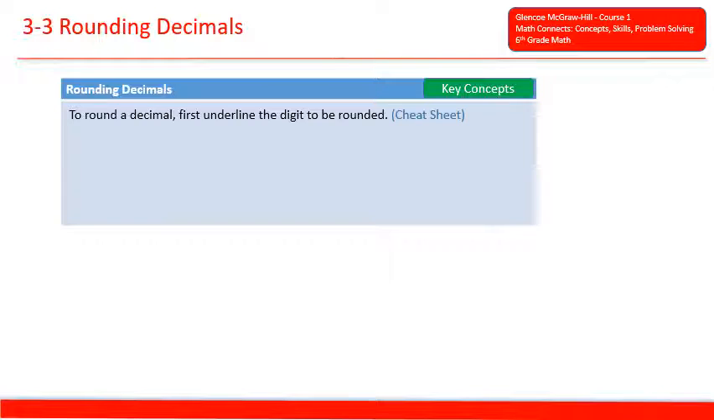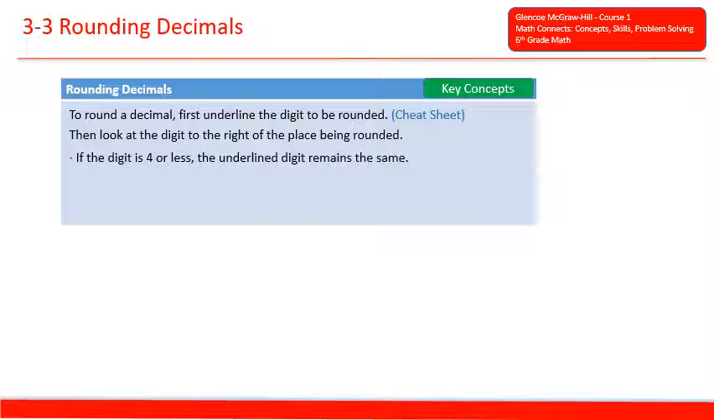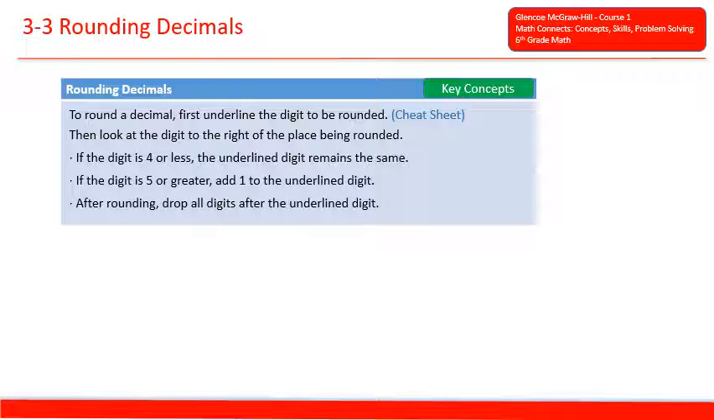Rounding decimals. To round a decimal, first underline the digit to be rounded. Then look at the digit to the right of the place being rounded. If the digit is 4 or less, the underlined digit remains the same. If the digit is 5 or greater, add 1 to the underlined digit. After rounding, drop all digits after the underlined digit.